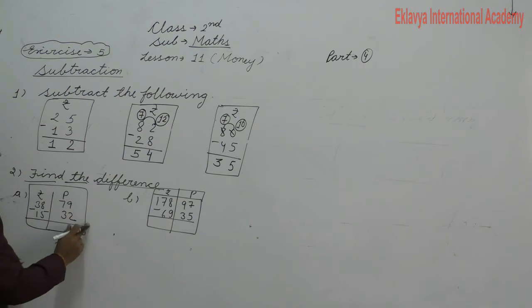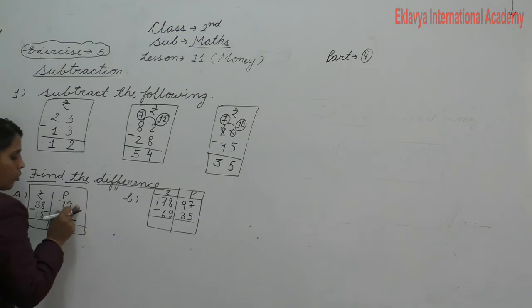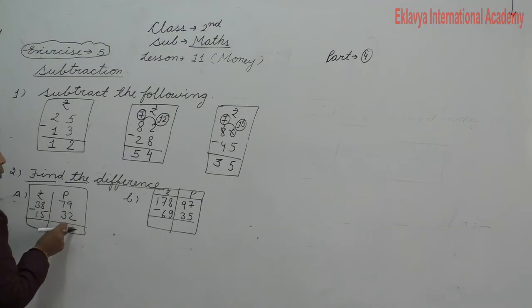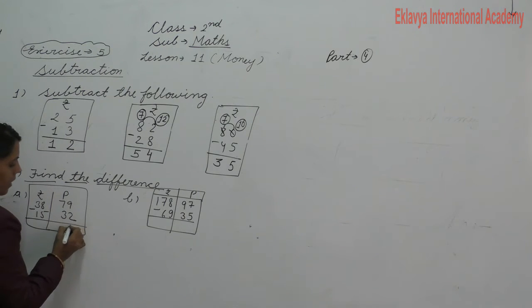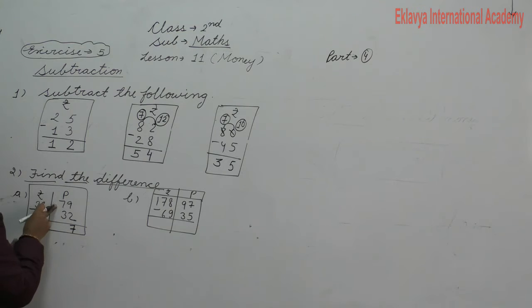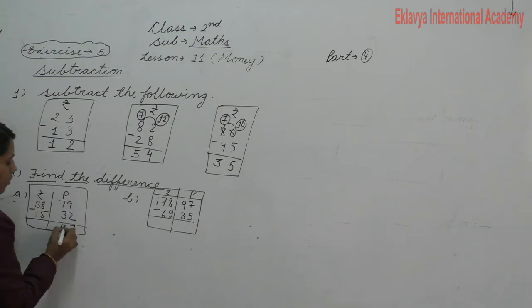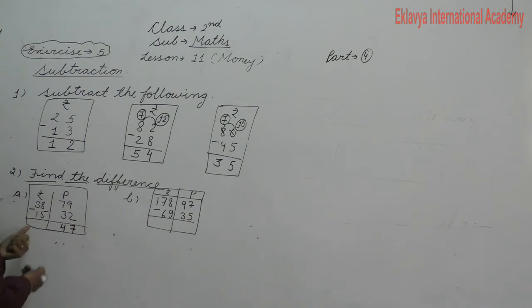Dear students, you have 9 rupees. If you want to spend 2 rupees from 9, you can spend easily. So now you have 7 rupees. If you want to spend 3 rupees from 7, you can spend easily. Yes, you have 4 rupees. Here you have 8 rupees. If you want to spend 5 rupees from them, you can spend easily. You have 3 rupees. If you want to spend 1 rupee from them, you have 2 rupees. Clear?